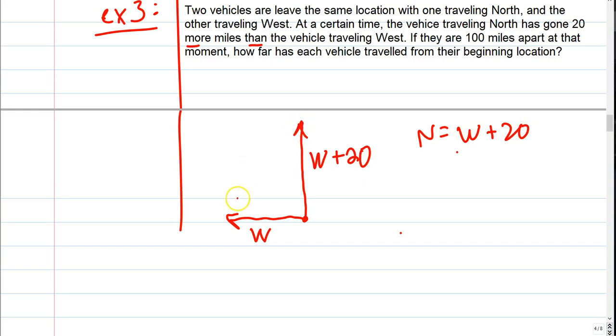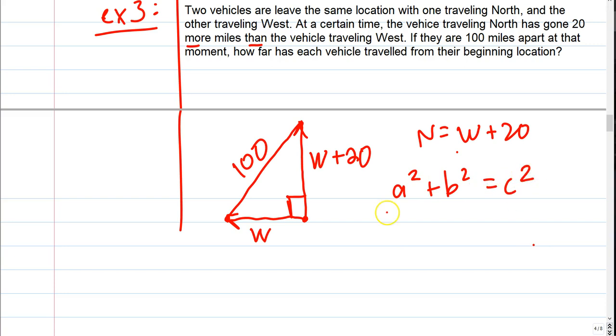And at this point, if I was just to take this instant, the diagonal distance between these two would be 100. Can we now solve for W? Well, we have a shape here, right? We have a right triangle. And with any right triangle, we can utilize the Pythagorean theorem, which is what? A squared plus b squared equals c squared, where the A and the B are the legs. So W squared plus (W plus 20) squared equals the hypotenuse, 100 squared.